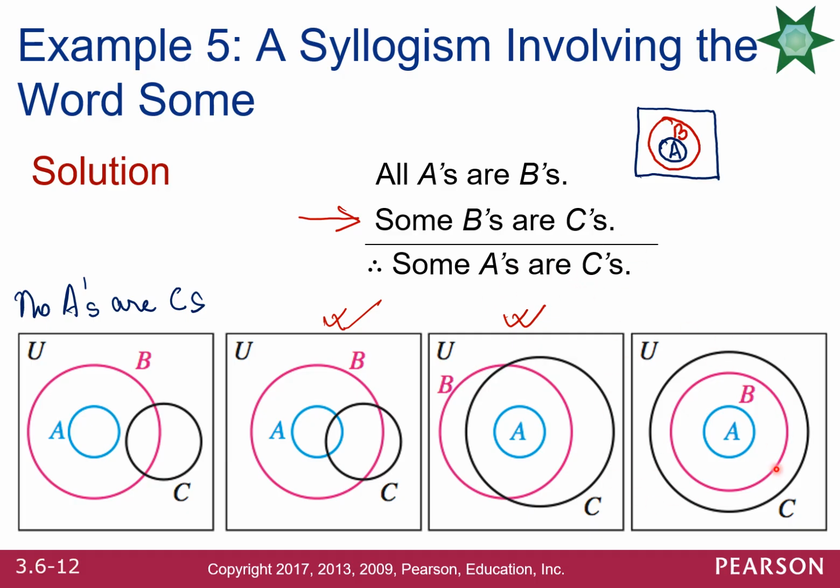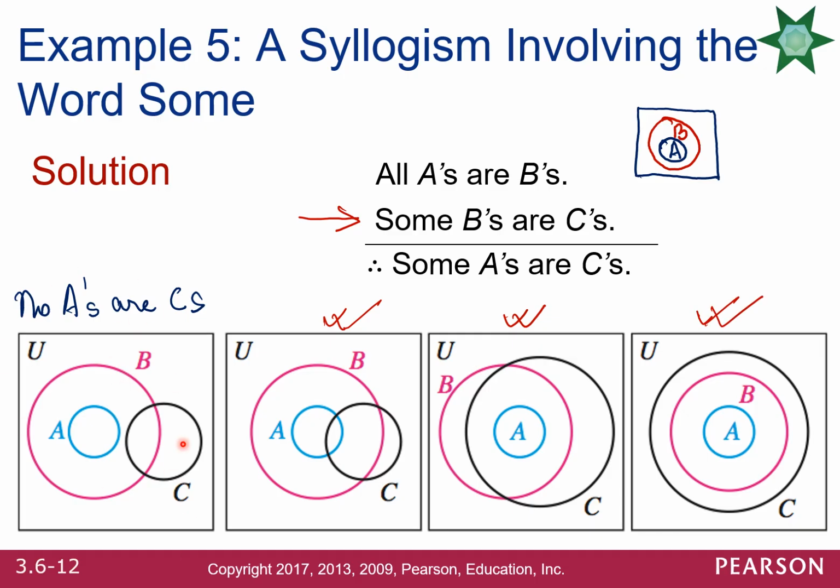And then we have the fourth case where all A's are within B's, all A's are B's, and all B's are C's. All right, so this too satisfies the argument that some A's are C's. All right, what does some mean? Some means at least one A is a C. At least one element is a part of C. That's what it says. So this fourth one also satisfies the argument.